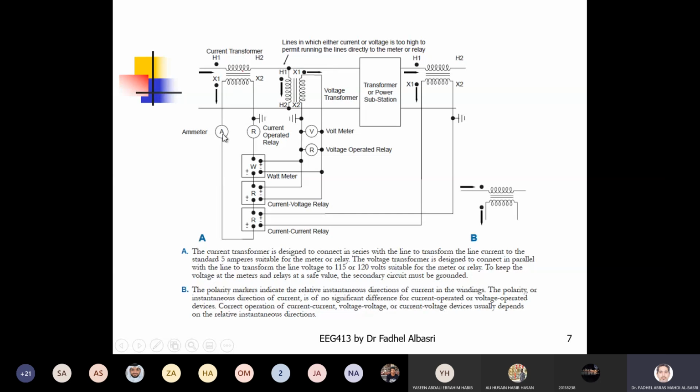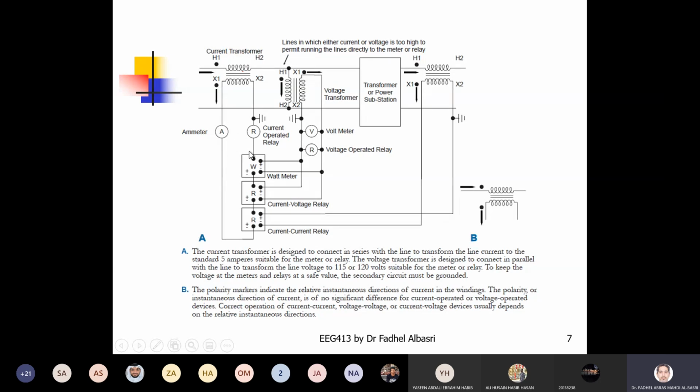I can put an ammeter to measure this current. This could be, let's say, 500 ampere, while this can be 5 ampere on the secondary side. So here 5 ampere represents the 500 ampere. So I have a ratio of 100, let's say 500 to 5 ratio in this case.